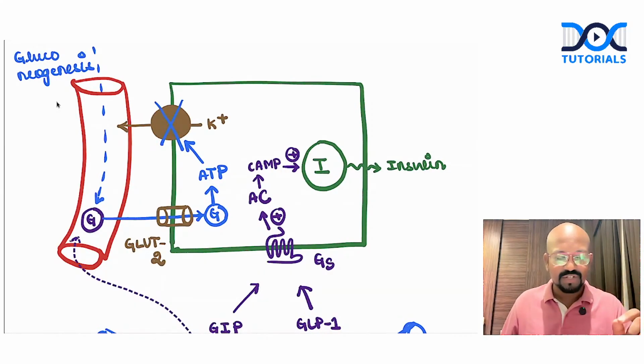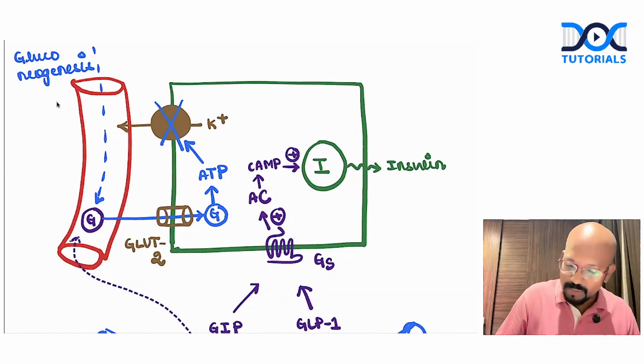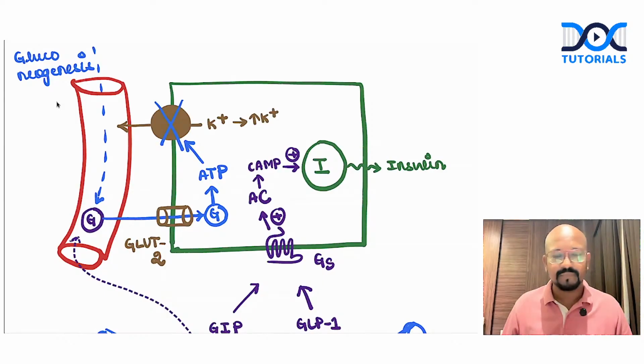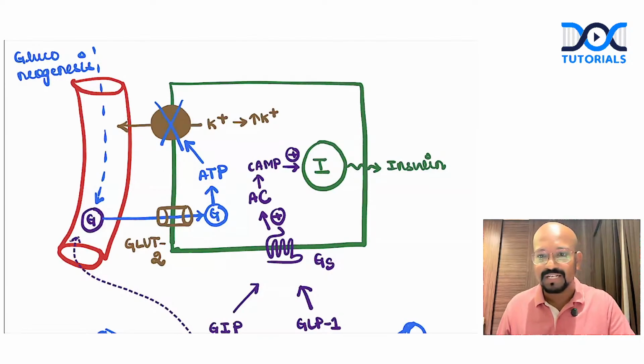When ATP level rises and produces blockade of the potassium channels, blocking potassium efflux, what will happen to the potassium, my dears? Potassium will accumulate more inside the cells. Whenever a positive charge is accumulating inside the cell, just tell me the answer. What would be the final mechanism? It's going to produce what? Depolarization or hyperpolarization? It's going to produce depolarization.